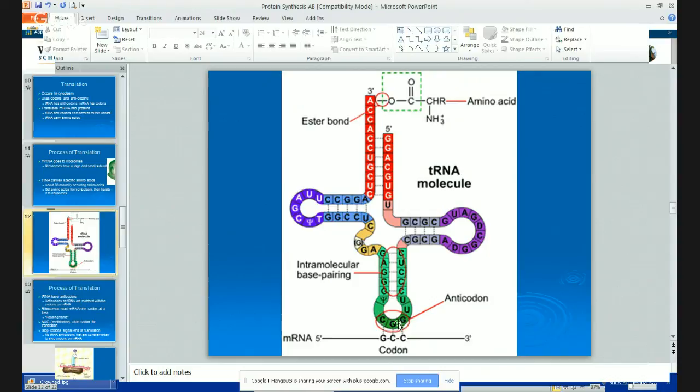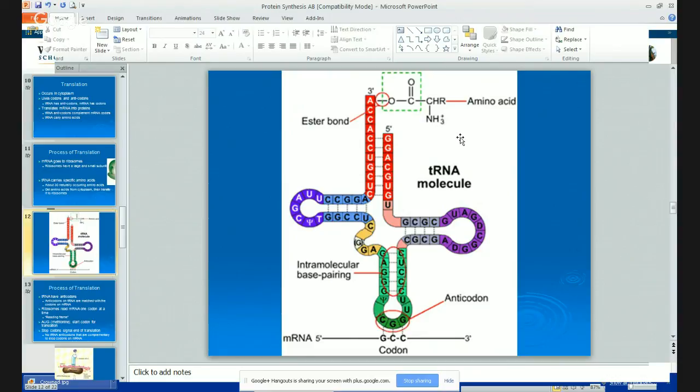These down here, these three right here, these are the anticodon. And they're going to match up with this codon down here on this messenger RNA. So you can see that the codon reads GCC, so the anticodon is CGG. This particular one is carrying this amino acid. It seems to be a generic amino acid.